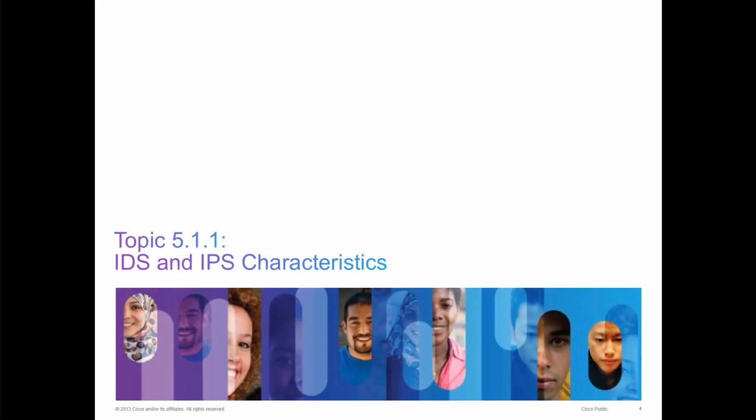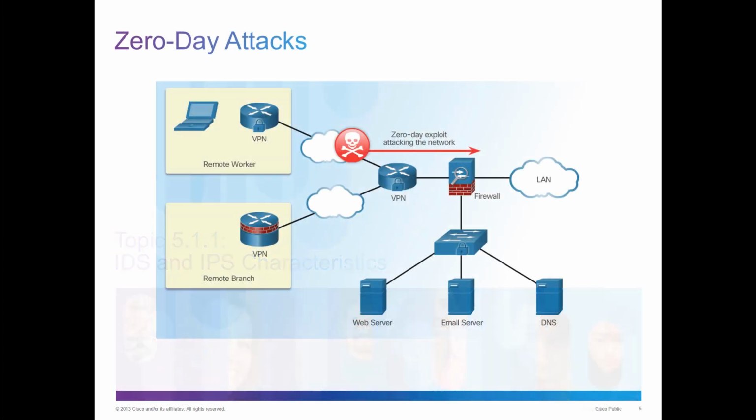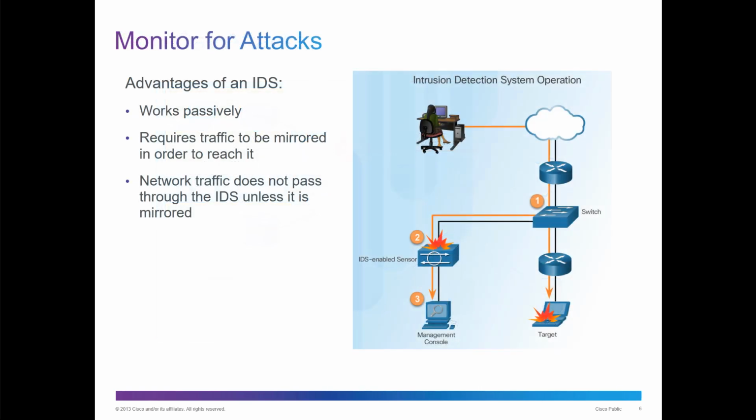Alright, so let's look at IDS and IPS characteristics. The zero-day attack is typically an attack that is unknown up until that point. So a penetrator, an attacker, found a vulnerability that previously was unknown, and then they used it. So monitoring for an attack, this is where an IDS comes into play.